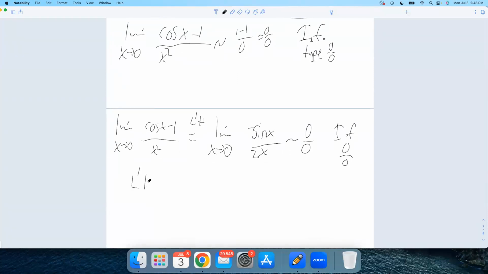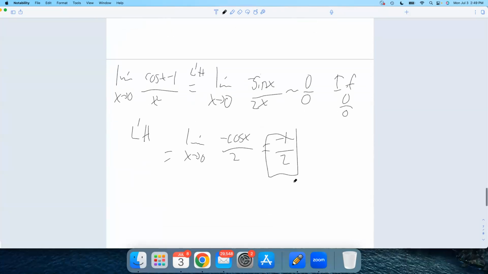So let's do L'Hopital again. That will equal limit as x approaches 0. Derivative of negative sine will be negative cosine. Derivative of 2x is 2. Now we try plugging in 0 again. Cosine of 0 is 1. So I get negative 1 over 2. That's not an indeterminate form. That's an answer. When you get a number, you're done. That's my limit.